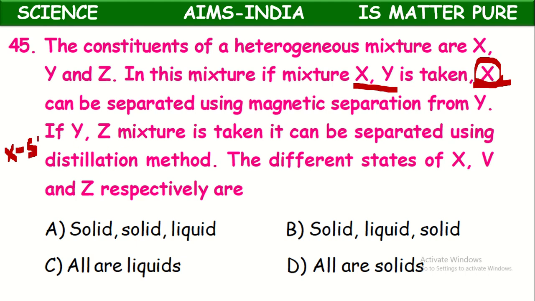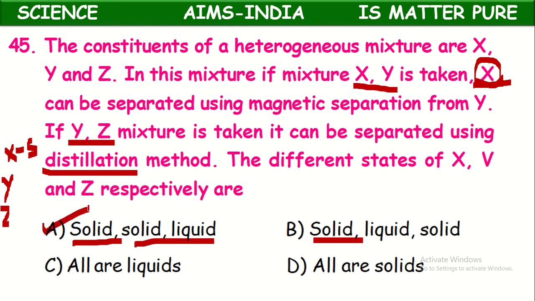Okay. Next, if y and z mixture is taken, it can be separated by using distillation. So from this you can say y and z is a mixture of solid and liquid. So one should be liquid here, either y or z. Now we can say two solids are there, one liquid. So x must be solid. It is given here in these two, x is mentioned as solid. And between y and z, one should be solid, the other should be liquid. So here it is mentioned. So this will be the correct answer.